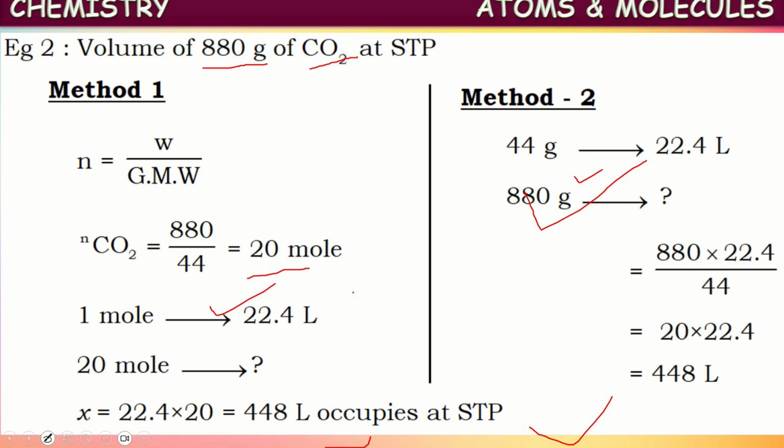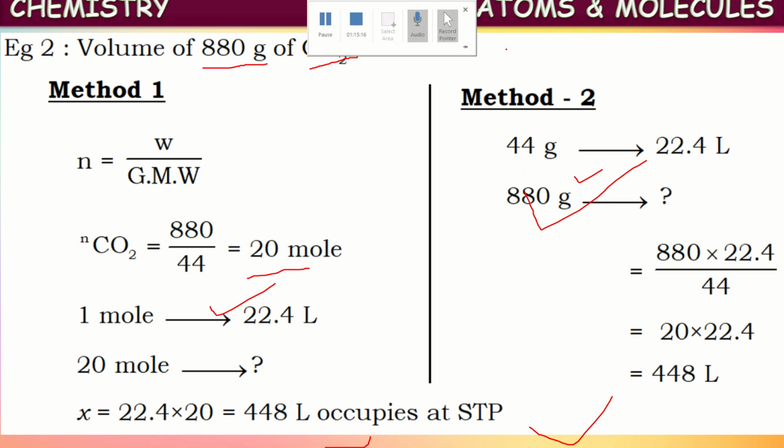Why? Because 1 mole occupies 22.4 liters. If you find the number of moles, 1 mole occupies 22.4, so the number of moles occupies how much? Y moles occupies X. Like that. And method 2, directly with the weight also we can do.